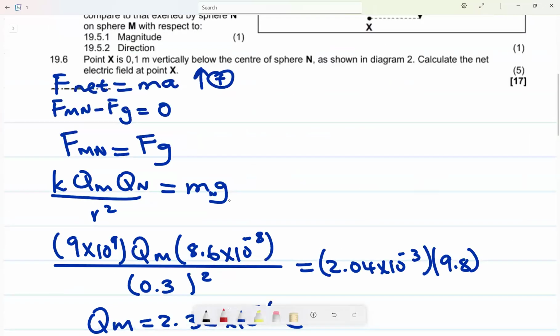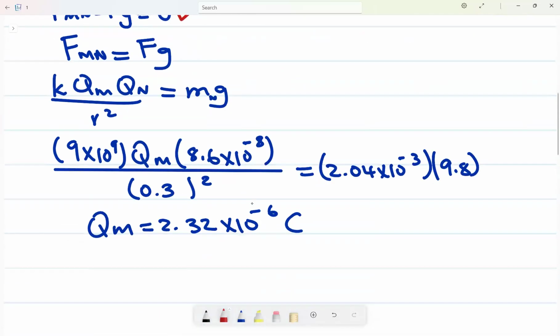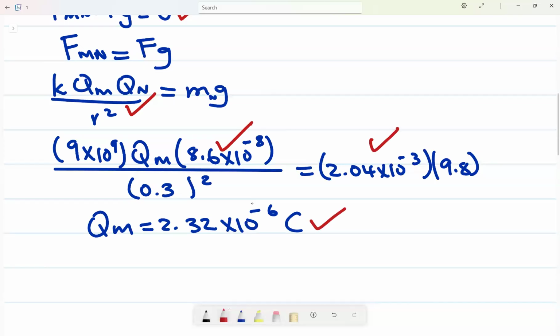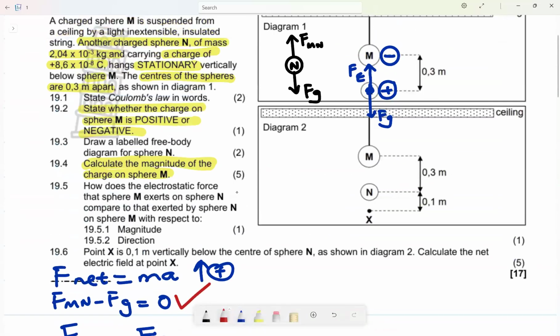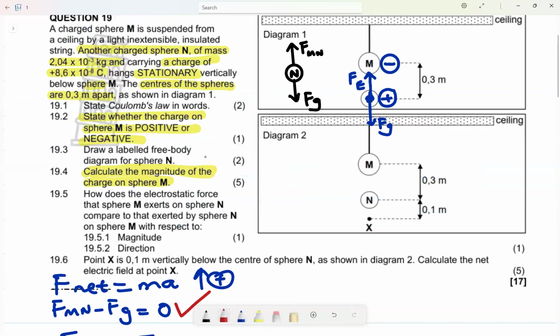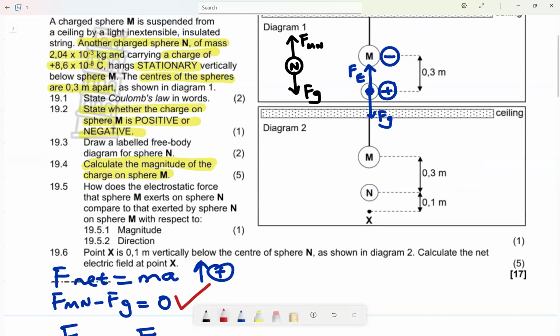First mark is you realizing that it is equal to 0 like that, okay? Then substituting here, the formula, substituting on this side, substituting on that side, then the final mark. Okay, yes. Very interesting question. I really liked this question.